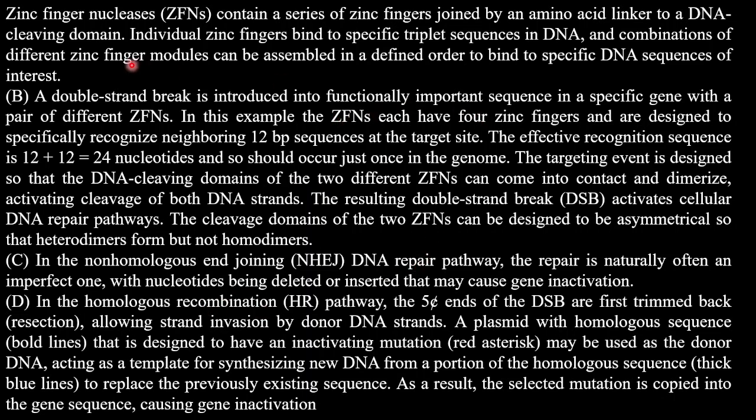So this is the zinc finger. Here you can see the ZFNs each have 4 zinc fingers and are designed to recognize a 12 base pair sequence, because one zinc finger will recognize 3, so 4 zinc fingers will recognize 12 base pairs. So they will recognize 24 nucleotides, 12 on the left side, 12 on the right side. Then the DNA cleavage domain will cut it, once they dimerize. So these are the zinc finger nucleases.